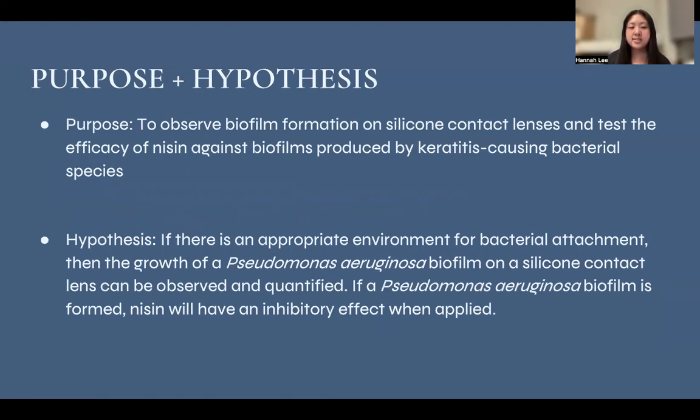My hypothesis is that if there's an appropriate environment for bacterial attachment, then Pseudomonas aeruginosa biofilms will be able to form on silicone contact lenses and therefore be observed and quantified. And if Pseudomonas aeruginosa biofilms are formed, then nisin will have an inhibitory effect.